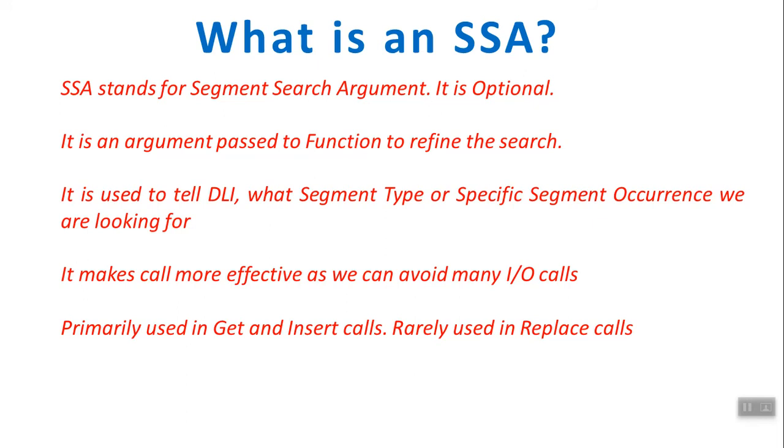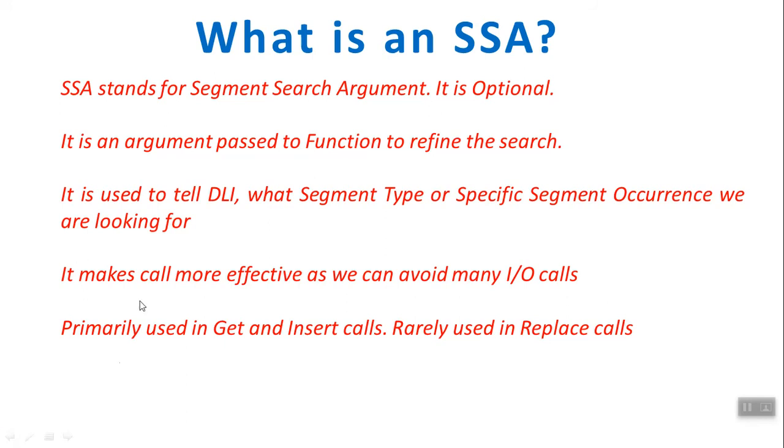A qualified SSA will have a specific format: segment name, open bracket, field name, relational operator, value, and close bracket. The segment name and field name should always be 8 bytes. We can have multiple conditions connected using ampersand and or. We can have 1024 conditions.